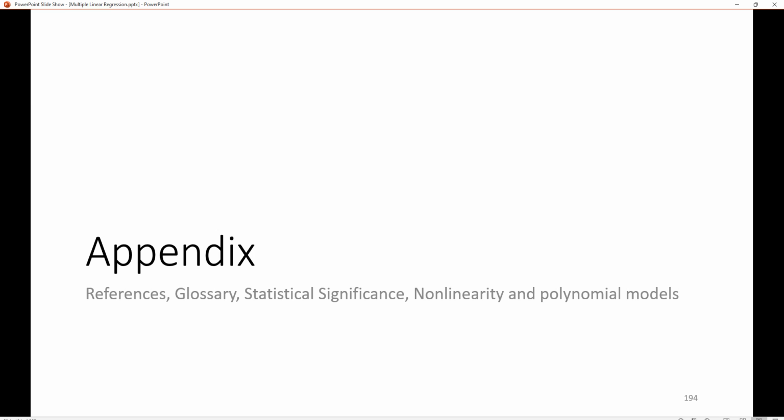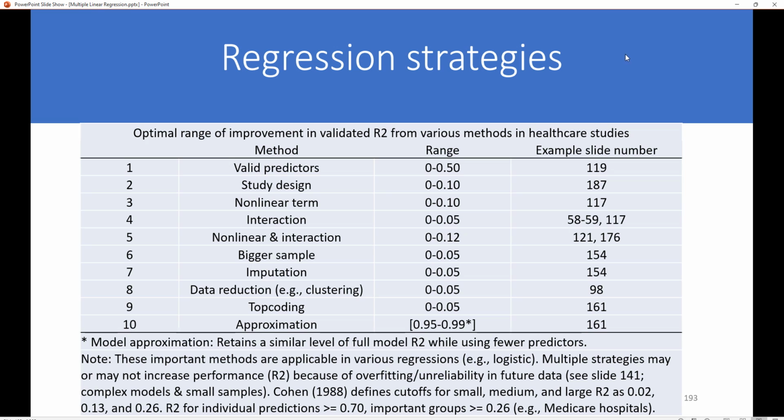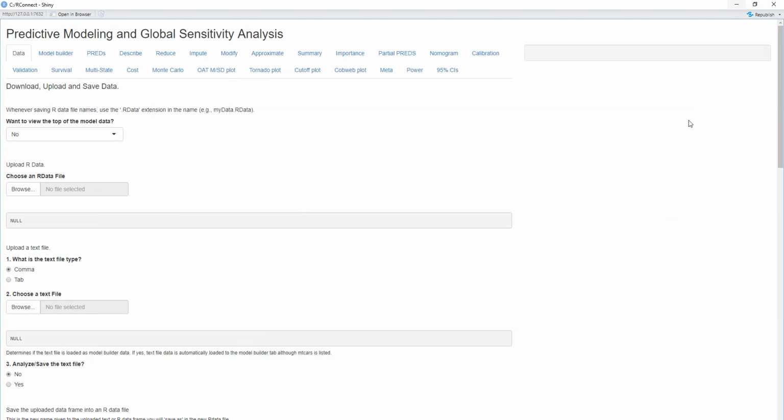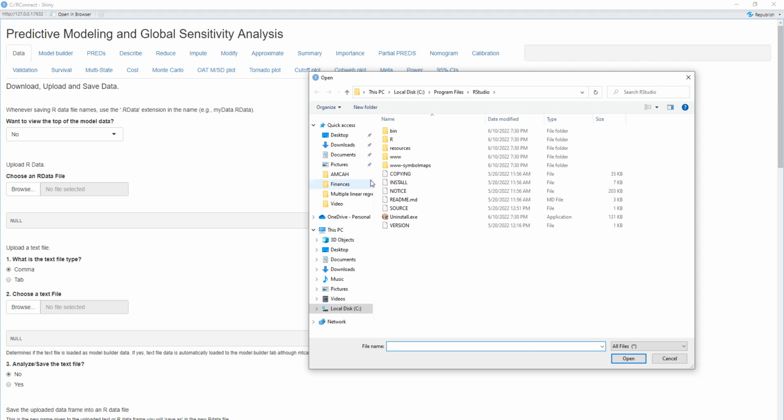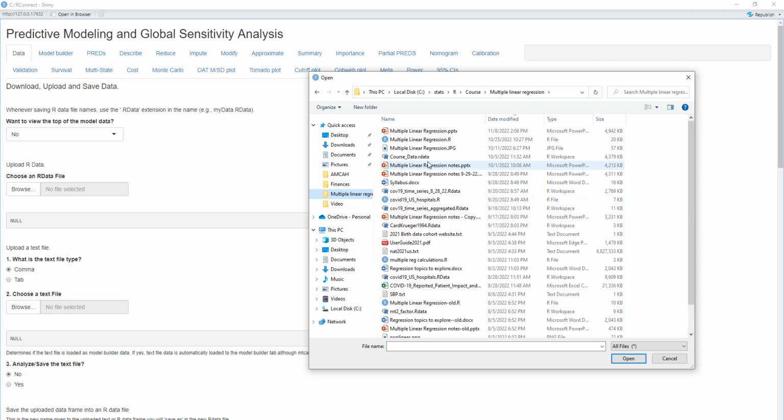And the rest of this PowerPoint is our appendix. And so I will show you the Card and Krueger study. I'll show you how to do it in my GUI.